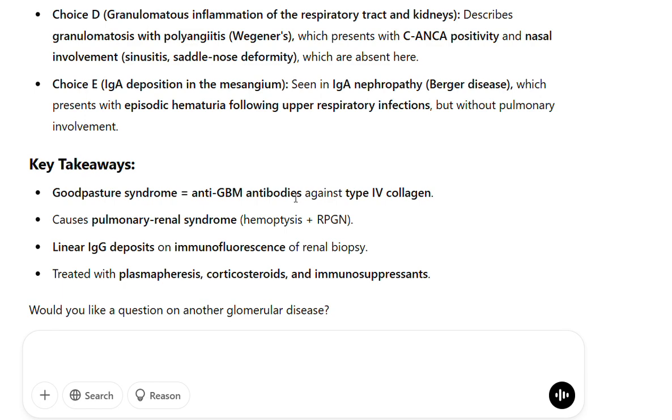Key takeaways. Goodpasture syndrome's anti-GBM antibodies against type 4 collagen cause pulmonary-renal syndrome, hemoptysis plus RPGN, with linear IgG deposits on immunofluorescence of renal biopsy, treated with plasmapheresis, corticosteroids, and immunosuppressants.